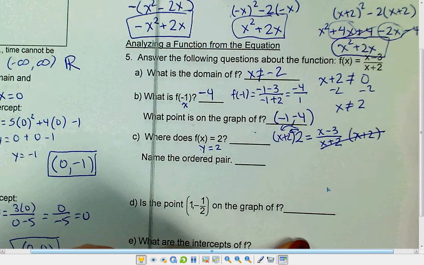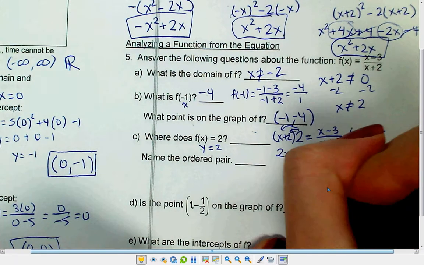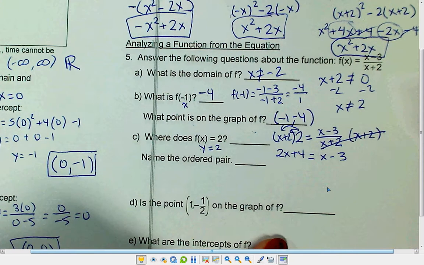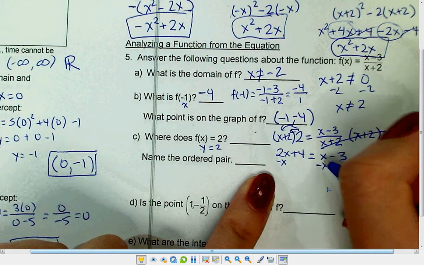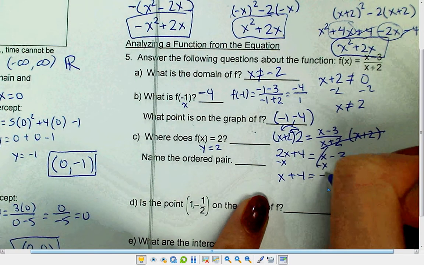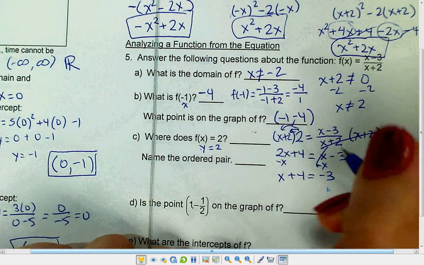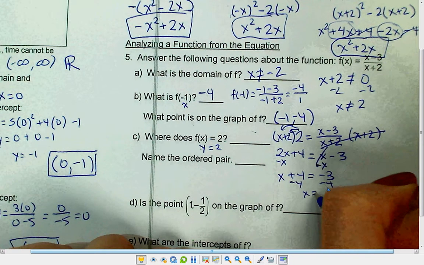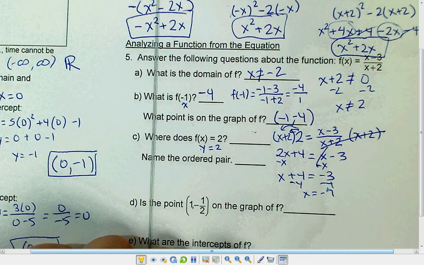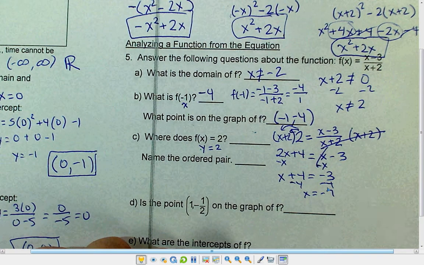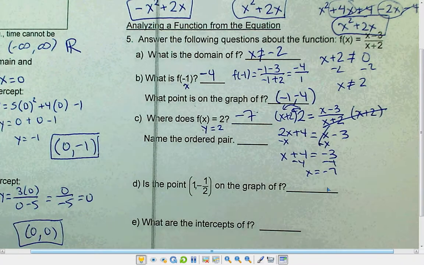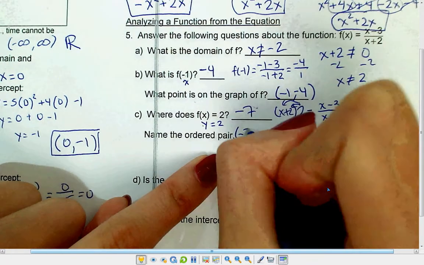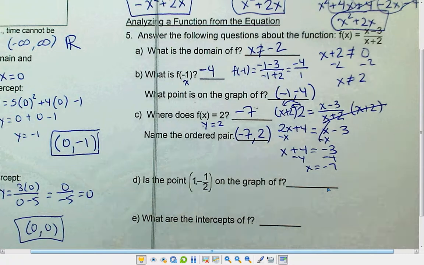This one we're going to distribute, so we have 2x plus 4. Over here we have x minus 3. And now we're just going to solve. So we're going to get all the x's on one side. So let me subtract x. This gives us x plus 4 equals -3. And then again we solve for x, so subtract 4 from both sides. And this gives us an x of -7. So that is where your y value is 2. And then the ordered pair, so x is -7, y is 2, so it's written like this.